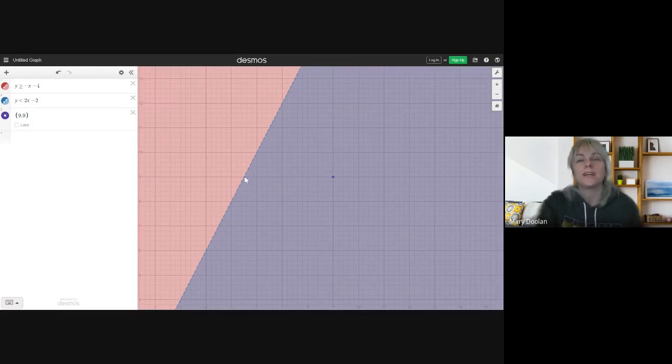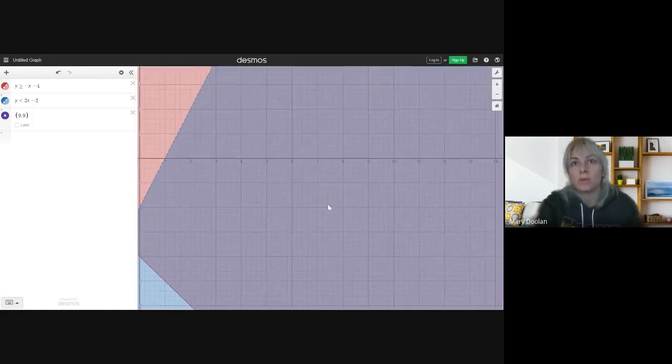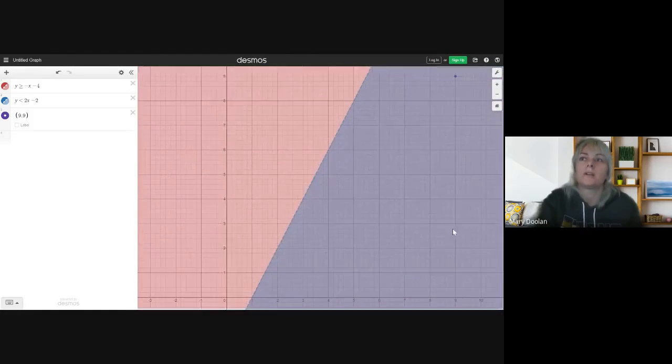Now, if it was on this dash line, that would not be a solution. You can't have a point on the dash line. It has to be completely contained in here. Now, this other line is a solid line. So you could have a point that's on the solid line. That would be okay. You have points on solid lines. You cannot have points on dash lines. But anything in this purple area is the solution.